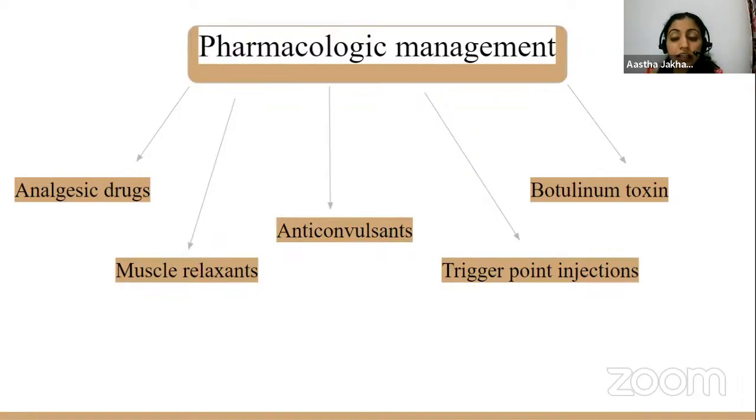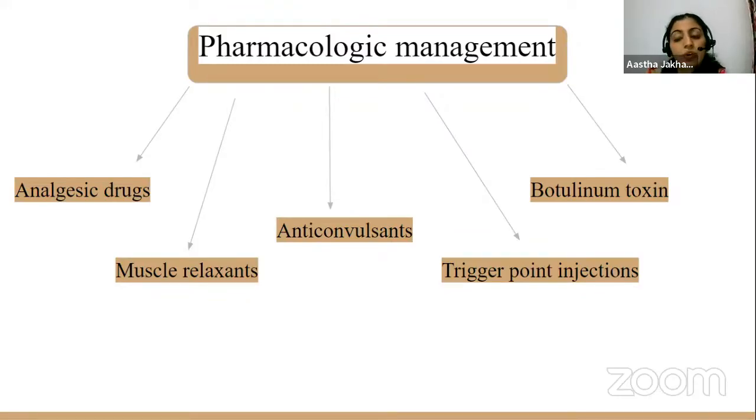Muscle relaxants we can give to the patients. That could be tizanidine, considered as the first line in the treatment. Anticonvulsants, that is pregabalin, gabapentin. It is also considered as a good analgesic, anticonvulsant, and anxiolytic. Trigger point injections may include steroids, or we can give the short or the long acting anesthetics along with botulinum toxin, which is a neurotoxin.